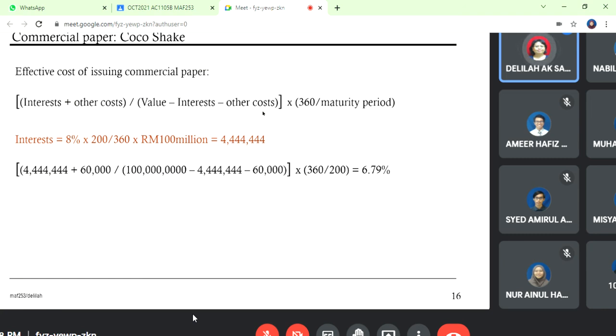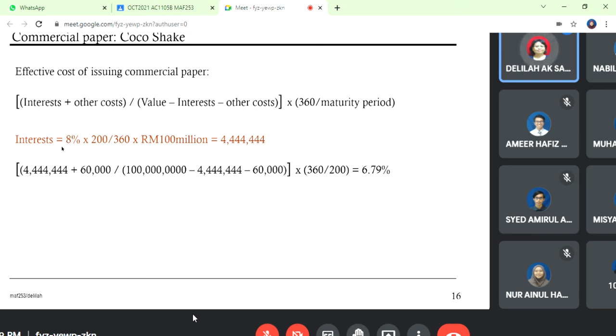In other words, you don't get 100 million, you get less than 100 million. Walaupun kita issue 100 million, we are going to get less. Discounted interest means you tolak from that 100 million, and then you have all these other expenses that you got to pay your dealer. Multiplied by the 360 days and the maturity period. That's why dia punya bracket ni besar ya. The square bracket is big. Everything inside here is multiplied by the 360 divided by the maturity period.